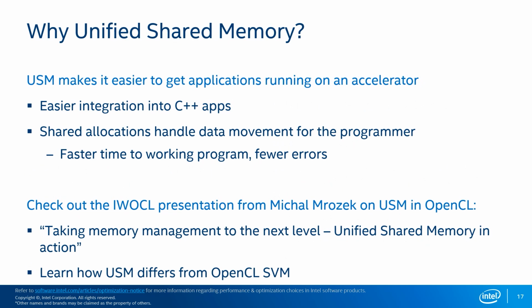Summarizing, unified shared memory makes it easier to get applications running on an accelerator. Data movement can either be explicitly controlled by the programmer or implicitly managed by the system. USM shared allocations and their implicit data movement make it very easy to integrate into existing C++ applications, allowing reuse of code that operates on pointers and arrays without modification.